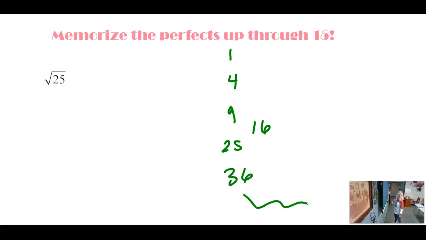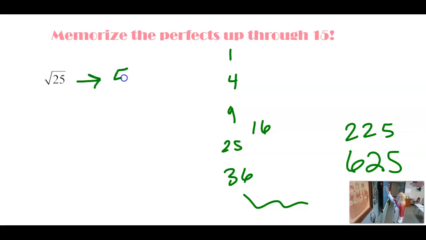What am I writing down right here? I'm writing perfect squares, because the pink says to memorize the perfects up through 225. 225 is 15 squared, by the way. Also try to remember 625, because that is 25 squared. That pops up a lot.